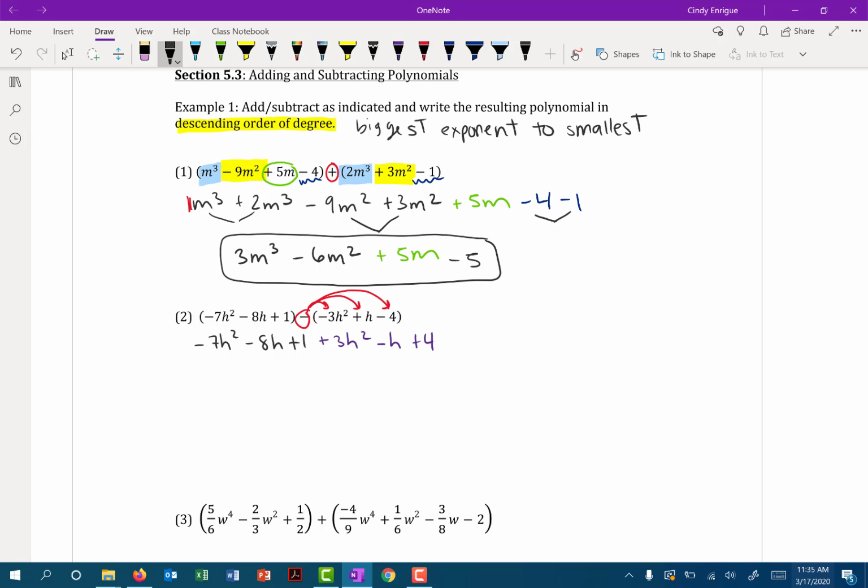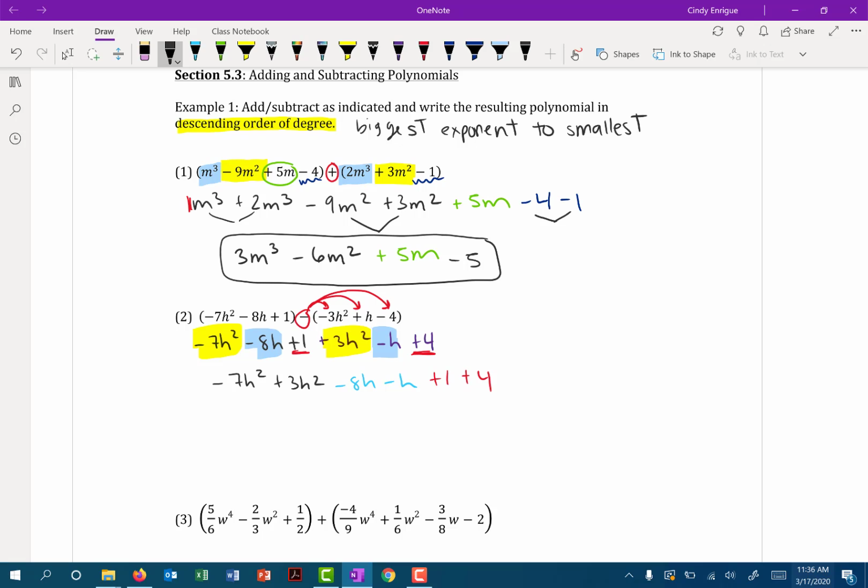Now I'm going to rewrite this so I can have them grouped together nicely by their exponent. I have an h squared and an h squared, so I have a negative 7h squared plus a 3h squared. I also have a negative 8h and a negative h, so I'm going to write those together. The other thing that I see is that I have some constants: a positive 1 and a positive 4, so positive 1 plus 4.